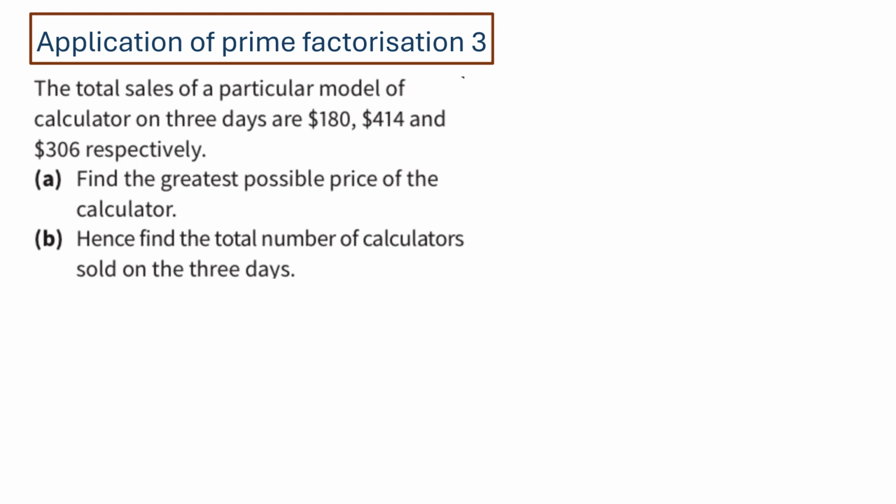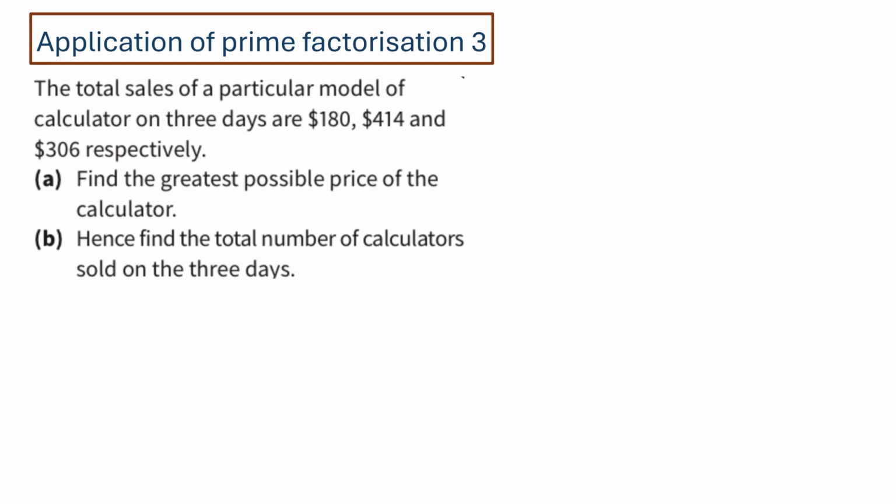Let's look at the next question. We have the total sales of a particular model of calculator on 3 days, $180, $414, and $306 respectively. Part A, we are asked to find the greatest possible price of the calculator. Part B, hence find the total number of calculators sold on the 3 days.